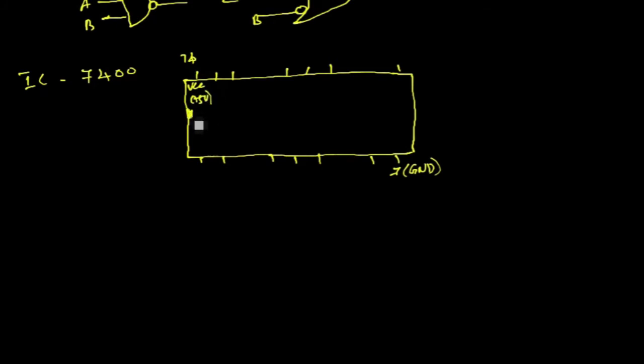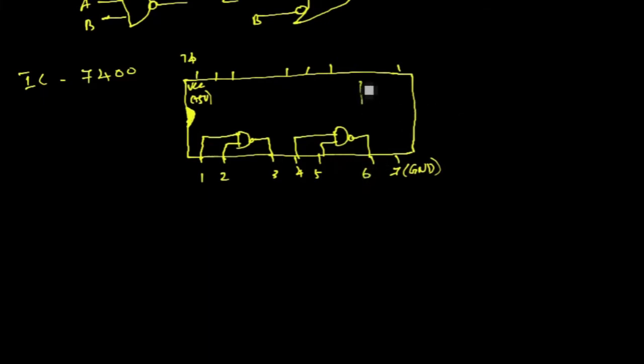To identify the pin number, we can have a cut at this end. So then this is 1, 2, 3. The first NAND gate has 1 and 2 as the input and 3 as the output. And the second gate has 4 and 5 as the input terminals and 6 as the output pin.